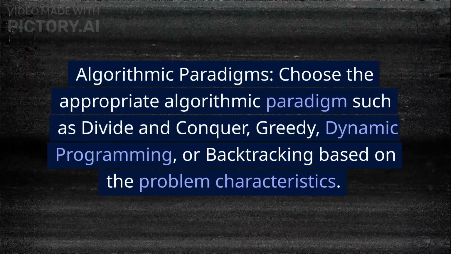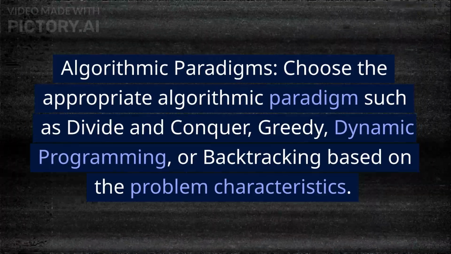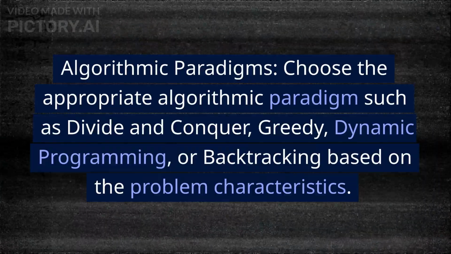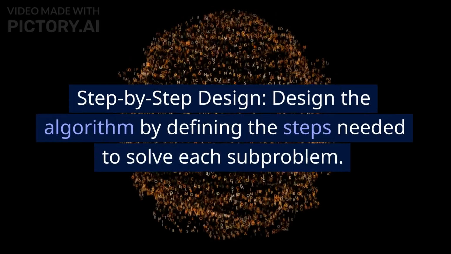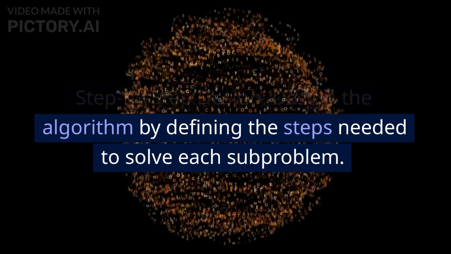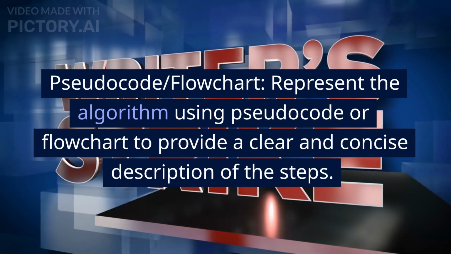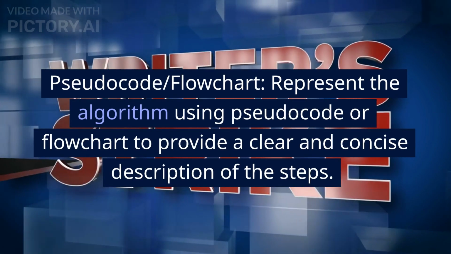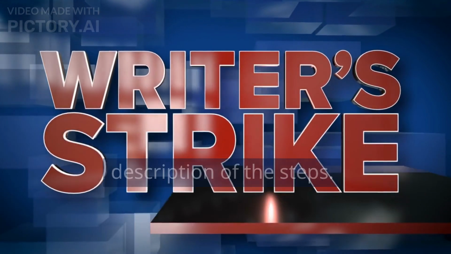3. Algorithmic paradigms. Choose the appropriate algorithmic paradigm such as divide and conquer, greedy, dynamic programming, or backtracking based on the problem characteristics. 4. Step-by-step design. Design the algorithm by defining the steps needed to solve each subproblem. 5. Pseudocode, flowchart. Represent the algorithm using pseudocode or flowchart to provide a clear and concise description of the steps.